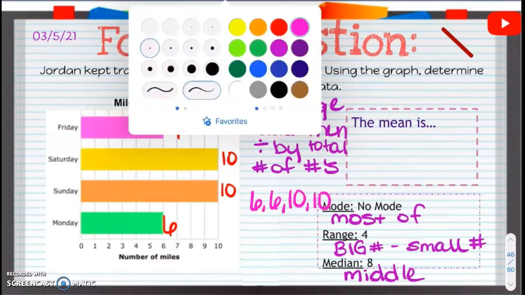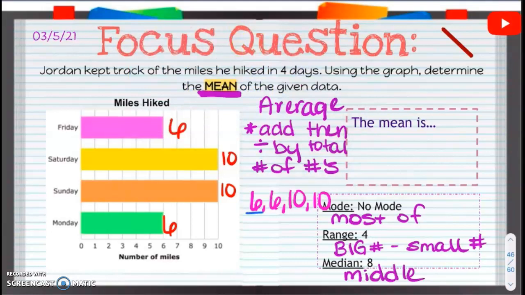All right, so let's add them up. So 6 plus 6 is 12, plus 10 is going to be 32. Or, I'm sorry, 22. My bad. 22 plus this last 10 is going to be 32. So we have 32. Now, how many numbers are there? There's 1, 2, 3, 4.